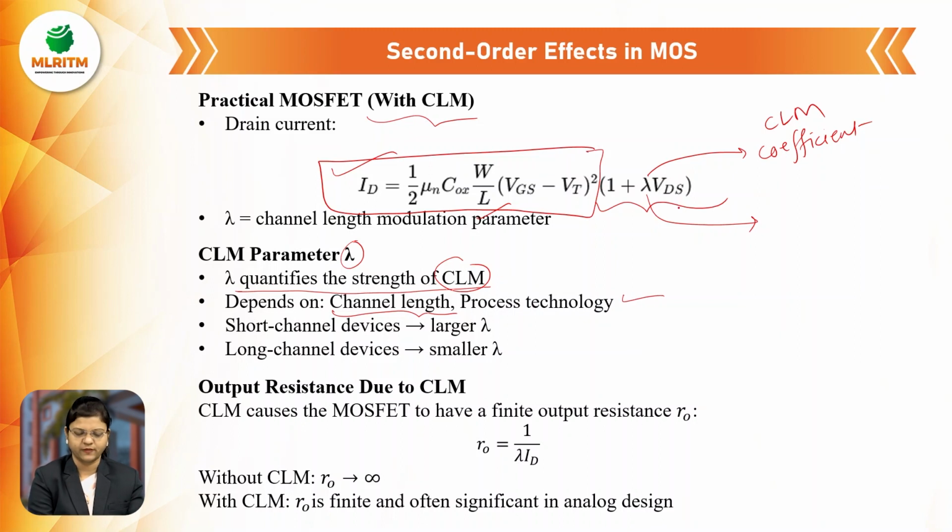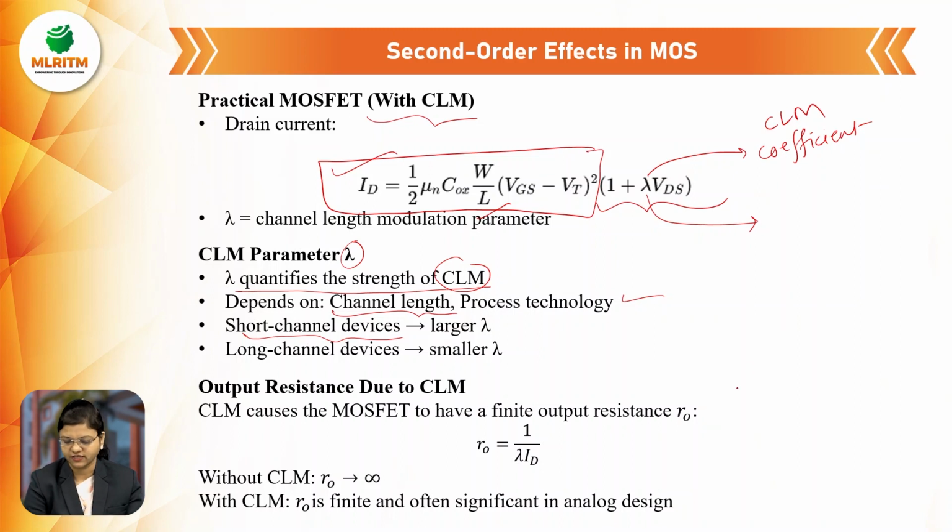Lambda also depends on device size. In ideal conditions we have taken long channel devices, but when we consider short channel devices, second order effects appear. So in short channel devices lambda will be larger, and in long channel devices lambda will be smaller.